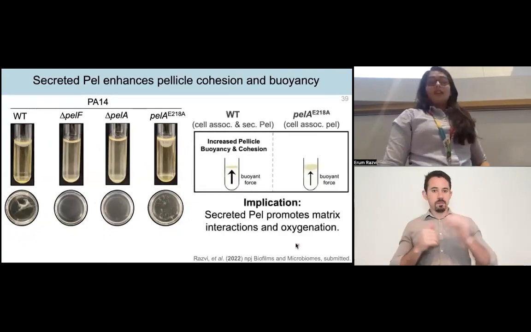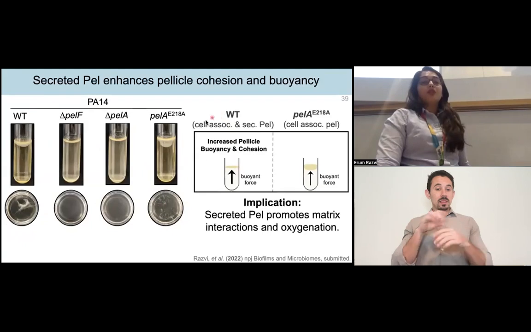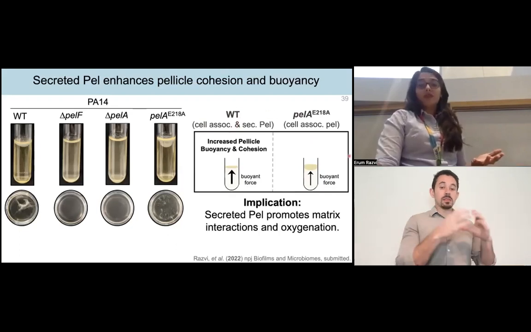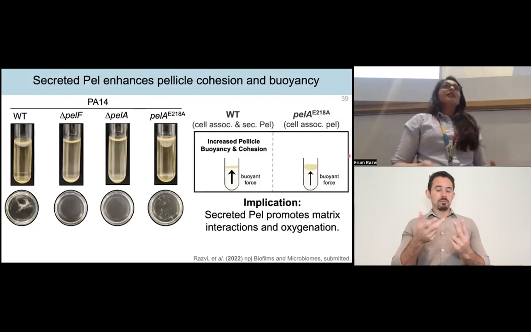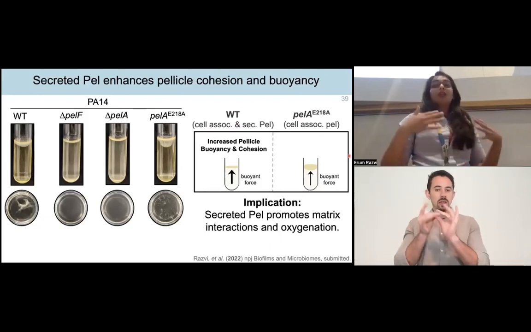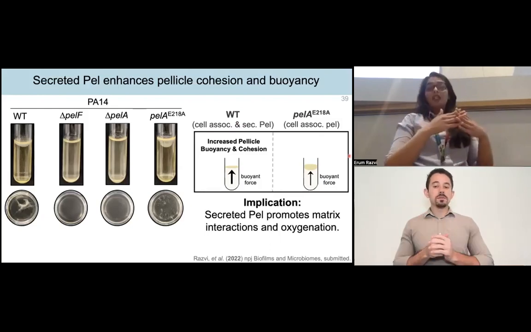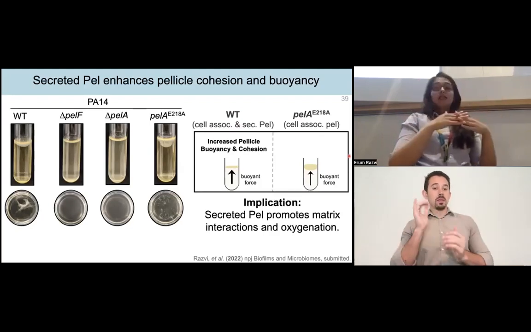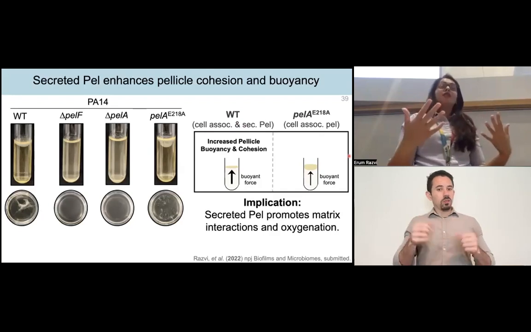So this tells us that the wild type, which produces both cell-associated and secreted Pel, has increased pellicle cohesion and buoyancy relative to a hydrolase mutant. So what this implies is that secreted Pel could promote matrix interactions and oxygenation that prevent mixing with liquid media and the release of gas, promoting cohesion and buoyancy.